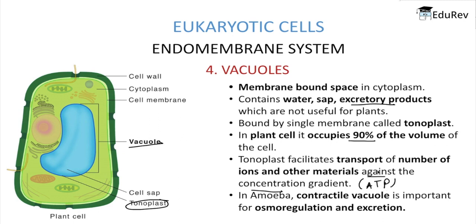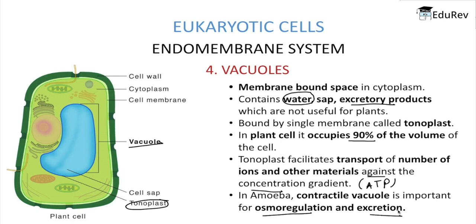So with this we know that the vacuoles generally contain water, they maintain the water balance inside the plant cell, and they also have cell sap which maintains the shape of the vacuole, and also the excretory products which are not required by the plants. Now in case of amoeba, the vacuole is present in the form of contractile vacuole, which is important for processes like osmoregulation and excretion.